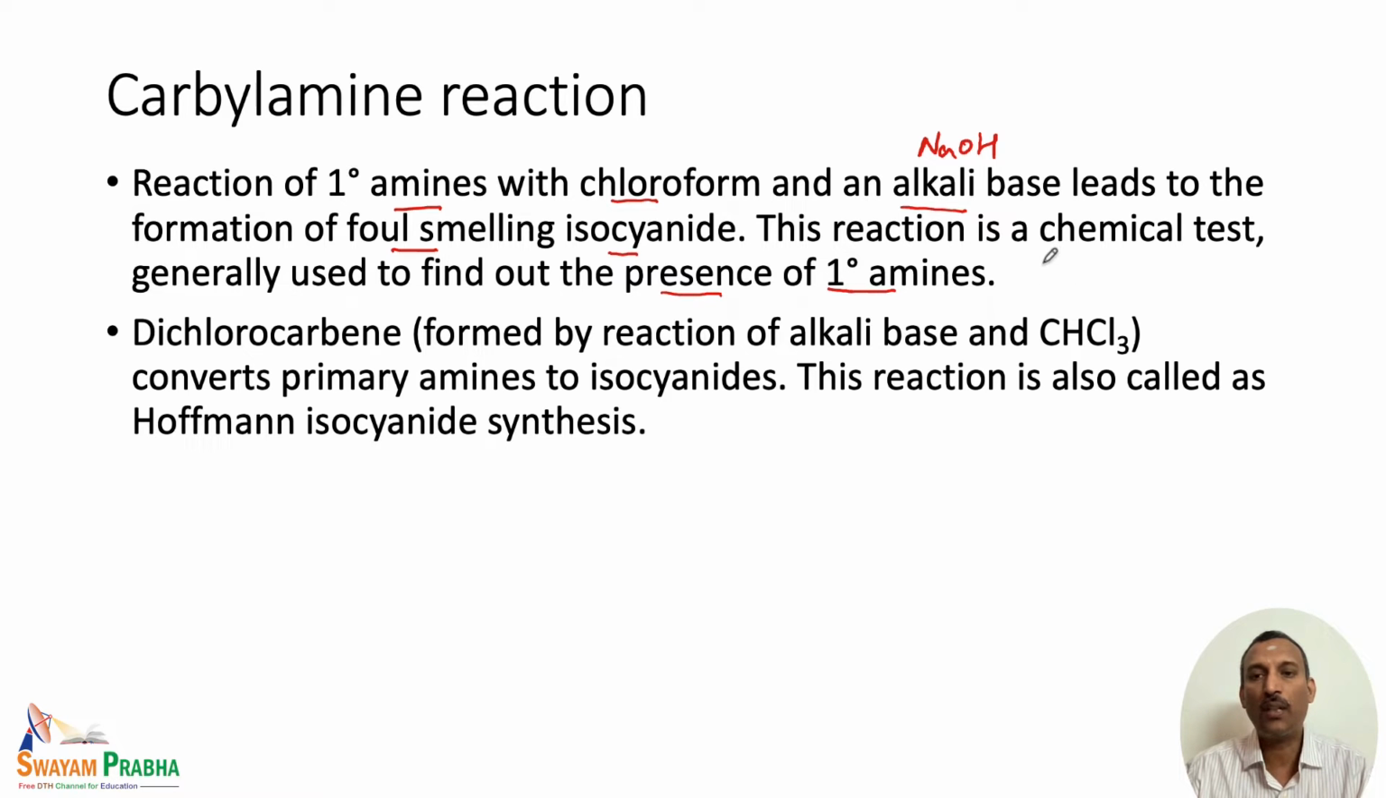If a chemical substance is given to you and you are asked to find out what functional group is present in that compound, if it is a primary amine, we generally carry out the carbylamine test to confirm whether we have a primary amine or not. In this reaction, dichlorocarbene is the intermediate involved. This dichlorocarbene is formed from the alkali base and chloroform. This leads to the formation of a CCl2 species, called dichlorocarbene, which converts the primary amine to isocyanide, and this reaction is also called the Hofmann isocyanide synthesis.